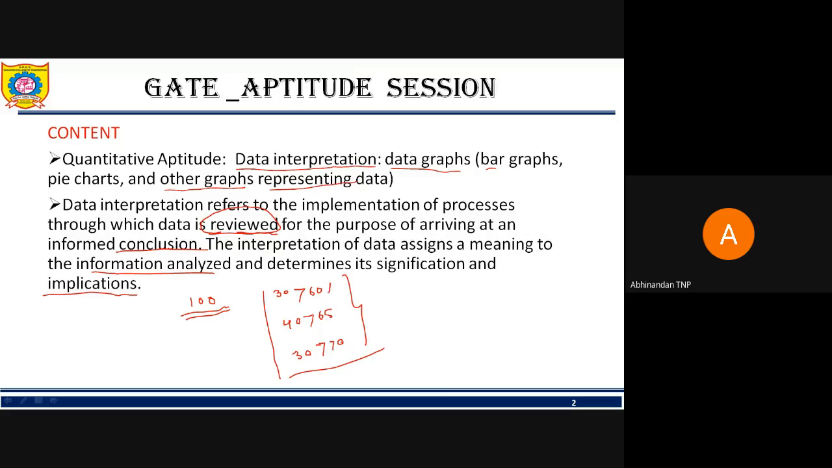Okay, if I consider this in the form of percentage, they may ask you questions related to these stats. They may ask you questions related to your analysis. This is what data interpretation is. Data interpretation refers to the implementation of the process through which data, this is the data, is reviewed for the purpose of arriving at an informed conclusion.